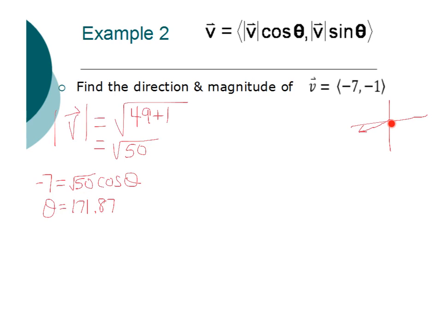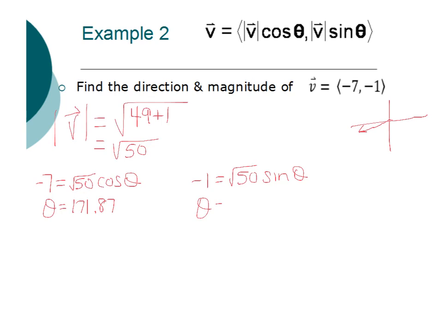Now let's go look at your picture. Does that look like a 171 degree angle? Hope you're saying no, because 170 would stop above the x-axis, and I'm down here. That is not a third quadrant angle. Let's try again. Let's do it with sine. Take the vertical component, set it equal to the magnitude times the sine of theta. I'm going to take -1, divide it by square root of 50, and then do second sine, second answer.